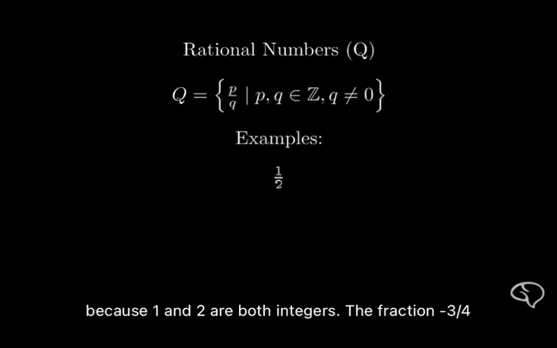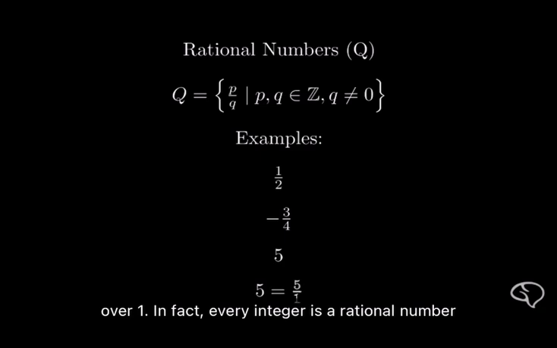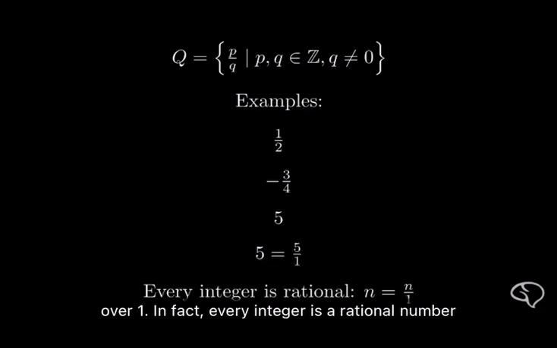Let's look at some examples. The fraction 1/2 is rational because 1 and 2 are both integers. The fraction -3/4 is also rational. What about the integer 5? Yes, 5 is rational. We can write it as 5 over 1. In fact, every integer is a rational number because you can always write it as itself over 1.